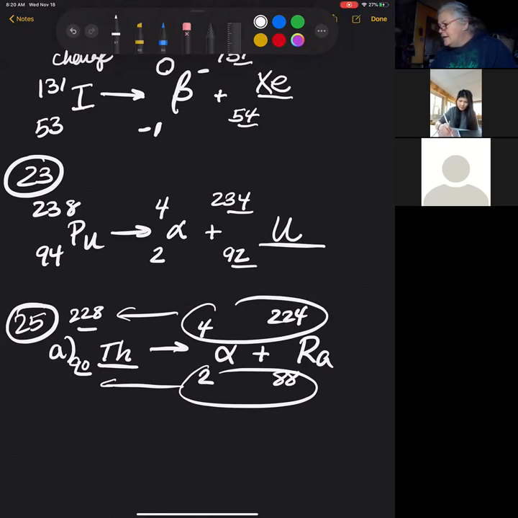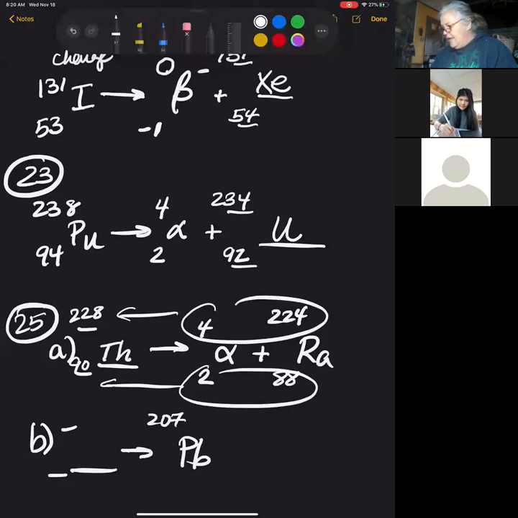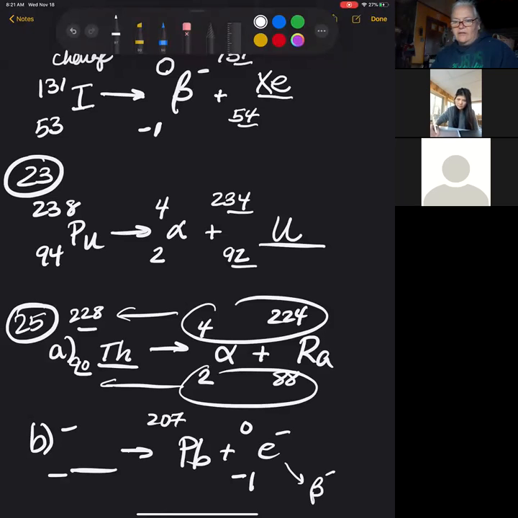Okay. Now, part B is a beta decay, a beta minus. So we don't know what the mother nucleus is, but we know we get lead-207 and a beta minus, which is a -1. Oh, they call it e minus. I was calling it beta minus. It's the same thing. Some books call it with an e and some books call it with the letter beta. It's the same thing.